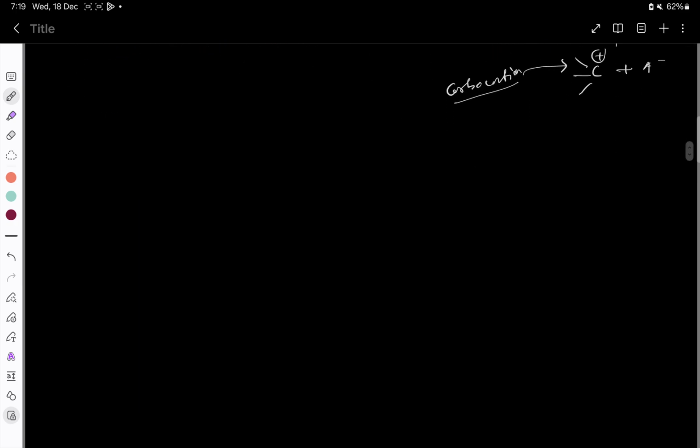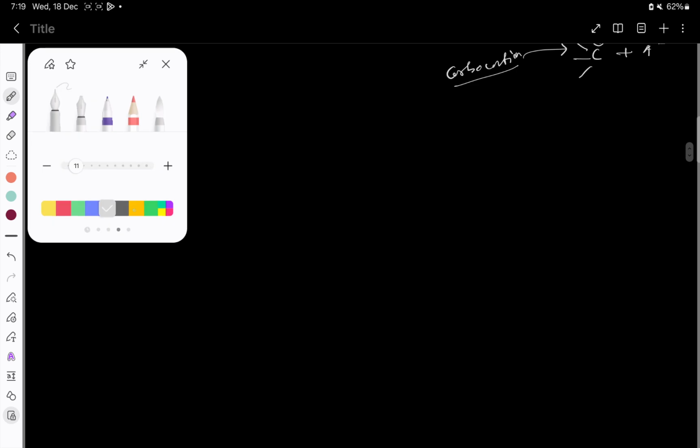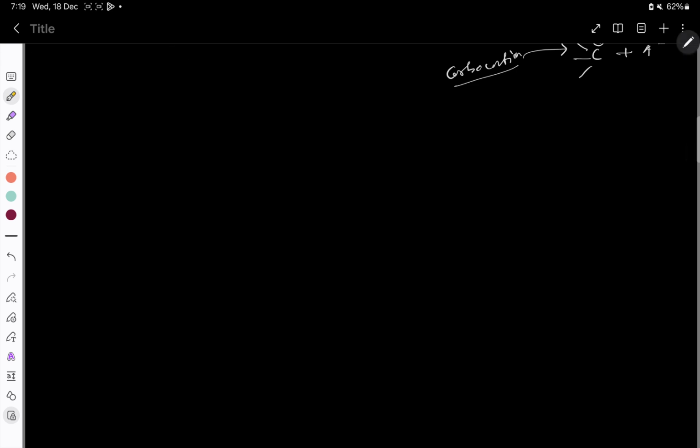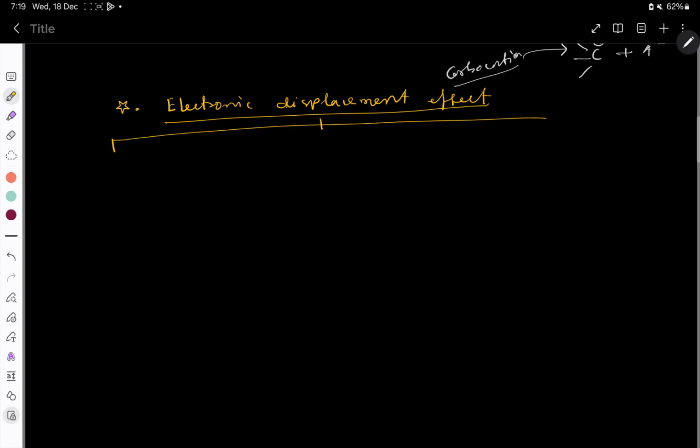Now I'm going to discuss the most important part, that is called the electronic displacement effect, which is very much important actually. The electronic displacement effect is again categorized into two types. One is called the permanent effect.